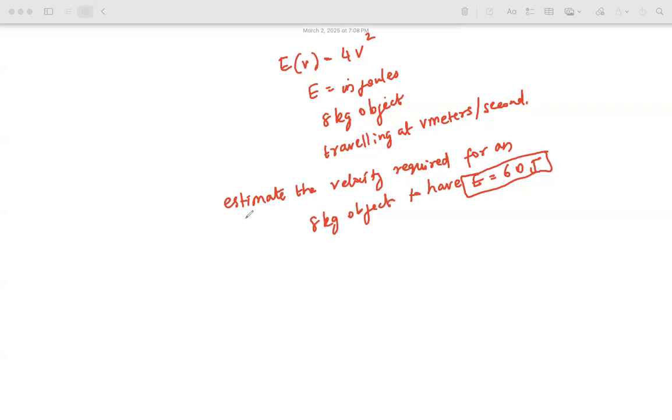Can you do that, or do you want me to do that? I have given you the equation that works between energy and velocity. Velocity is your input, energy is your output. Energy is dependent on velocity. It's given by E of V equal to 4V square. These are basically problems on inverses. Estimate the velocity required. You have to solve for V, converting it to a function. You can find the inverse function literally. So from that function, estimate the velocity required for the 8 kg object when the energy is 60 joules. If you find the inverse, your input becomes 60 joules. Can you try?